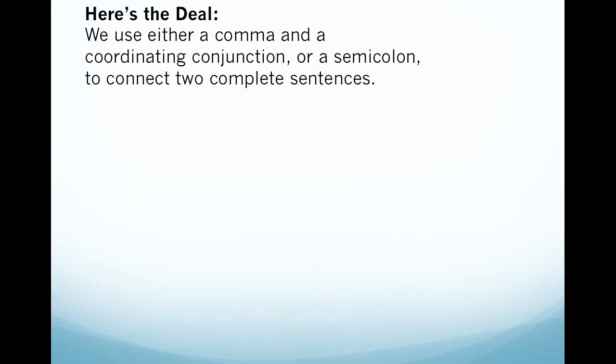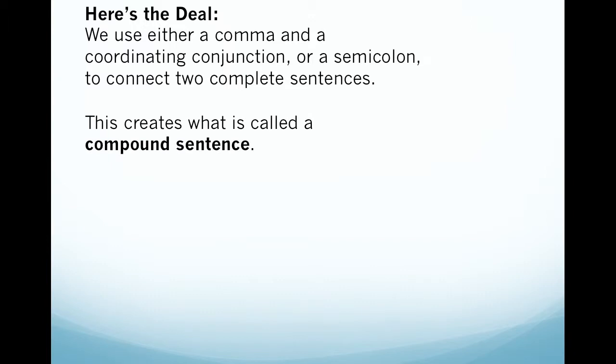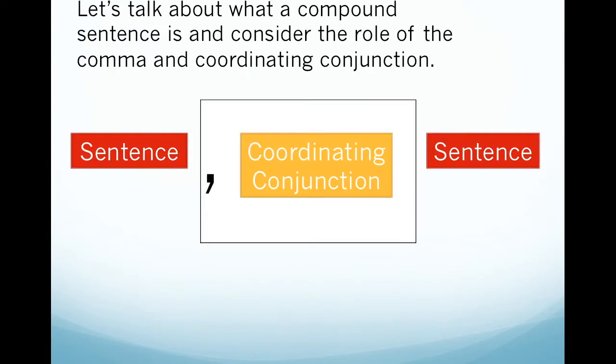So here's the deal. We use either a comma and a coordinating conjunction together or a semicolon to connect two complete sentences. Now this creates what is called a compound sentence. So to start out, let's talk about what a compound sentence is and consider the role of a comma and a coordinating conjunction.